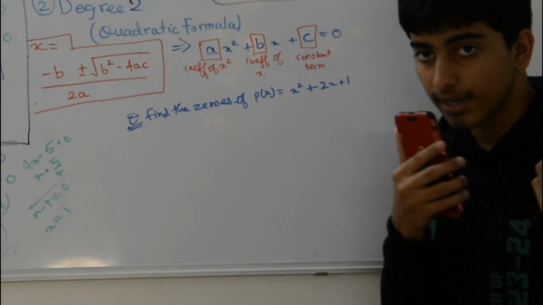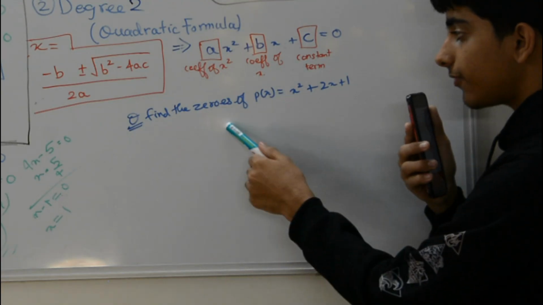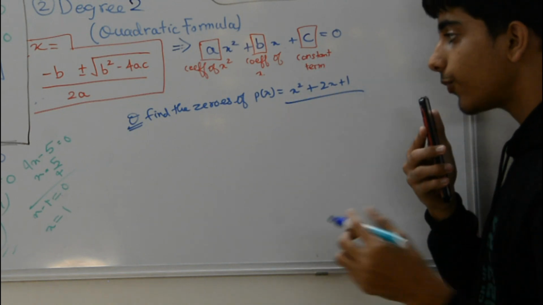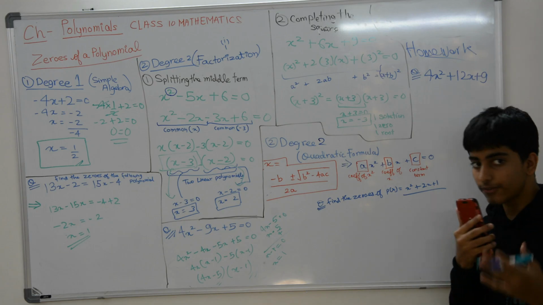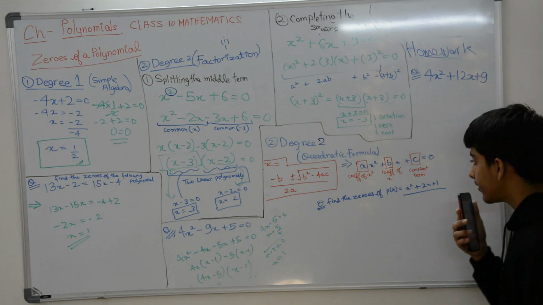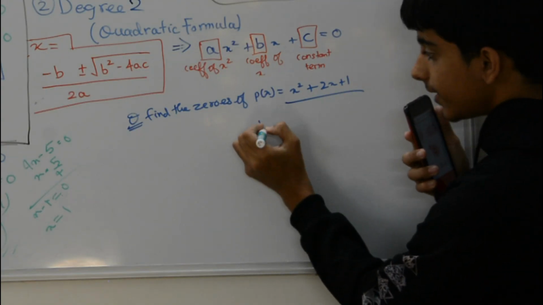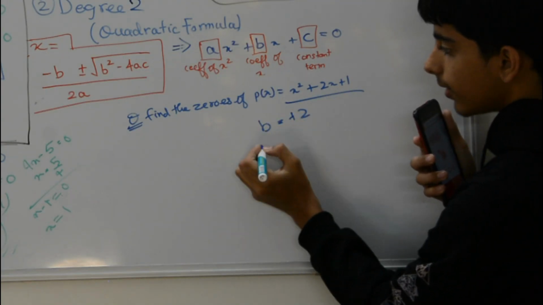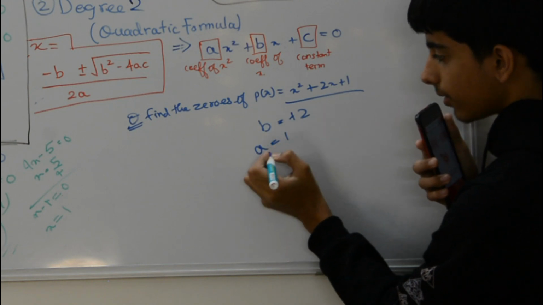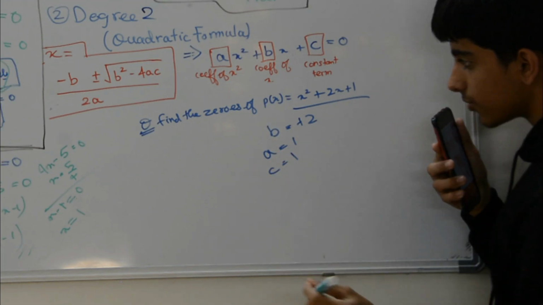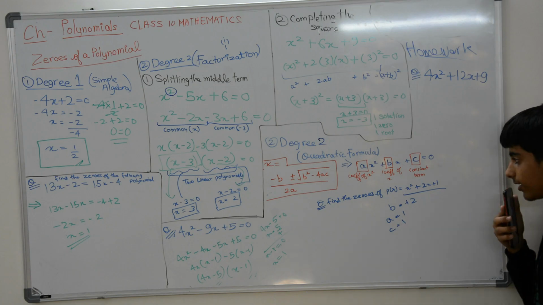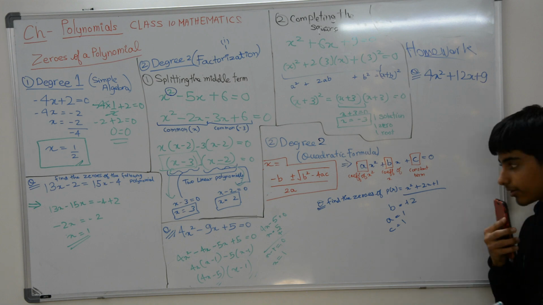Say the question is something like this. Find the zeros of p of x, which is equal to x squared plus 2x plus 1. So the way we would do this by using the quadratic formula is by first identifying all the coefficients. Here we can see that b is equal to plus 2, a is equal to plus 1, and c is also equal to plus 1. So using this, we can plug all of these values into the quadratic formula.